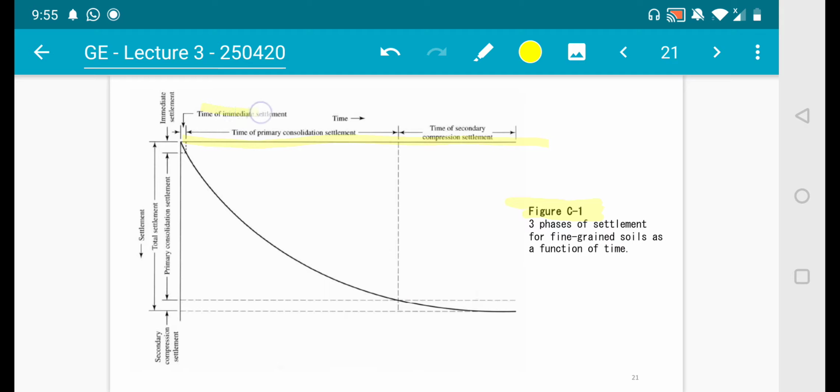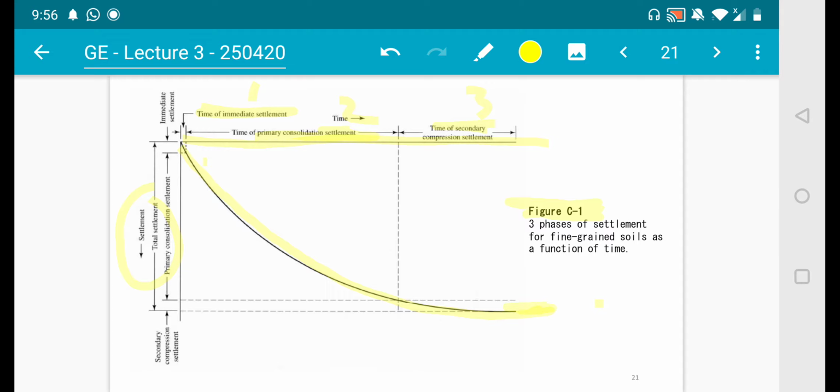The first one is stage 1, which is immediate settlement. The second stage is primary consolidation settlement. And lastly is the secondary compression settlement. These 3 stages of consolidation are defined in this graph on the x-axis. All right, does it make sense? So the time increases, and if you look at the settlement on the y-axis, the settlement is actually decreasing. The value of settlement is decreasing, and at some point it becomes constant here.